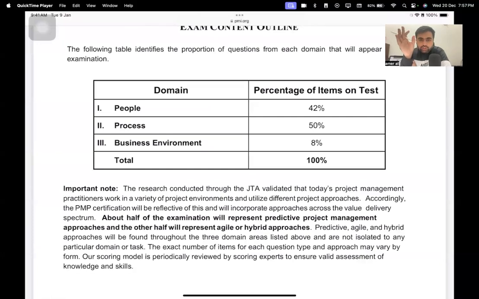There will be 180 scenario questions in the exam. If you look at the bold line, about half of the examination will represent predictive project management and the other half will represent agile or hybrid. So let's look at how things work.